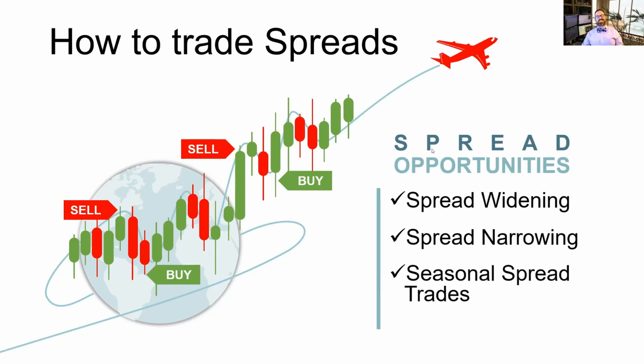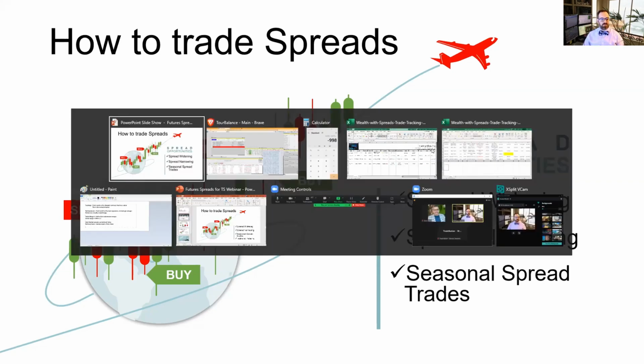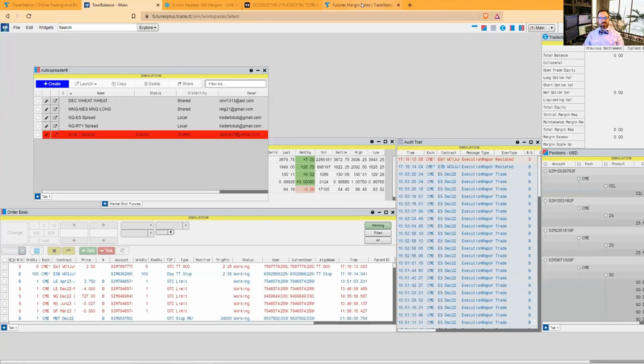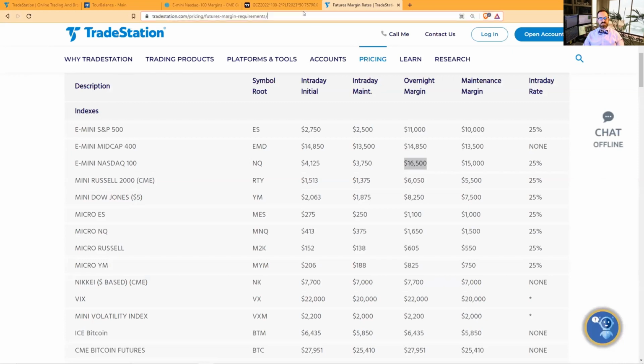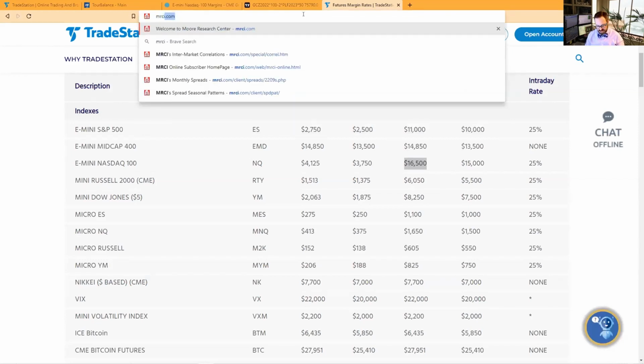You can also trade seasonal spreads. Somebody brought up a website called MRCI. There are a lot of different places you can go to find what is called seasonal trading for these spreads. I have a couple of different resources that I personally use, and MRCI happens to be one of those.